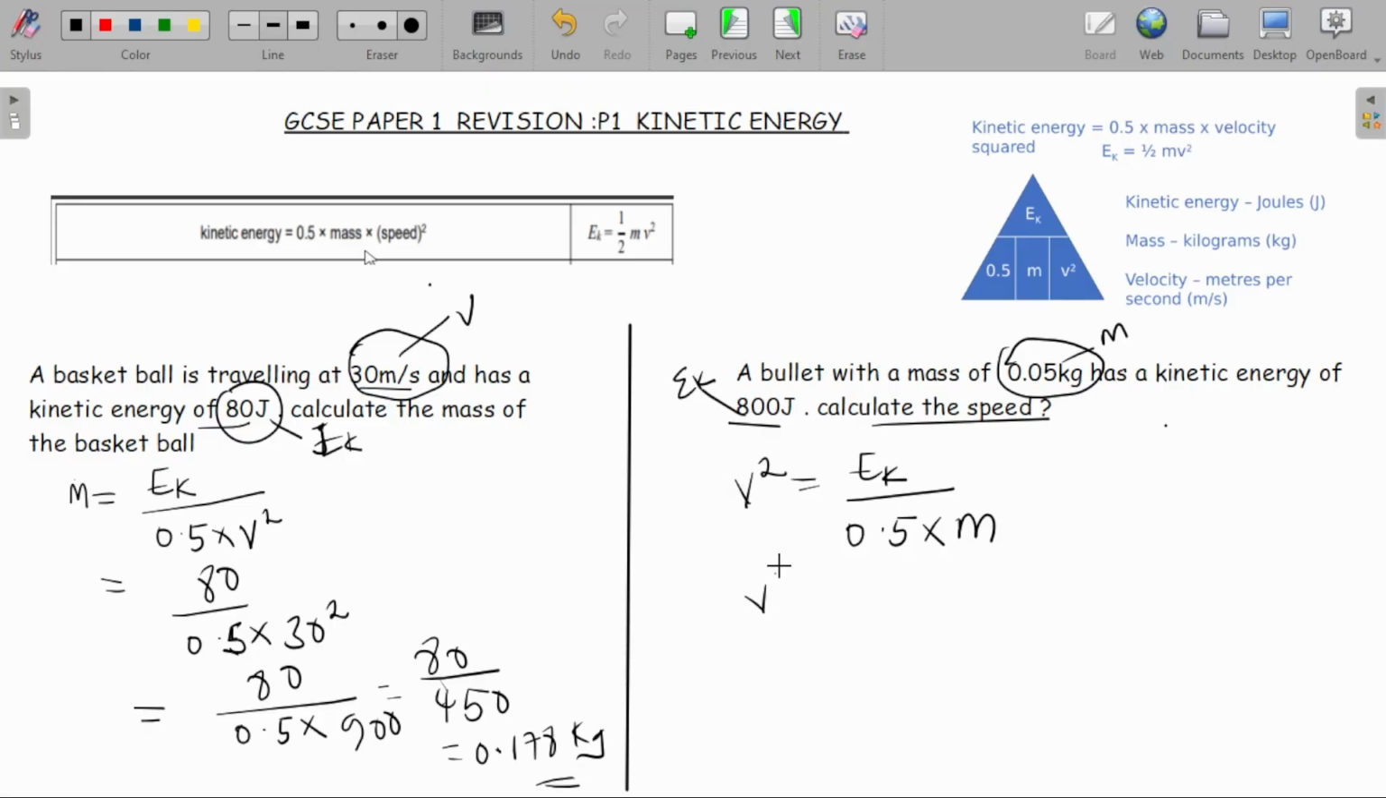If we substitute those values, V squared is going to be equal to 800 divided by 0.5 multiplied by 0.05, which is our mass. If we plug that into our calculator, 0.5 multiplied by 0.05 will give you 0.025. So V squared will be equal to 800 divided by 0.025, which is equal to 32,000.